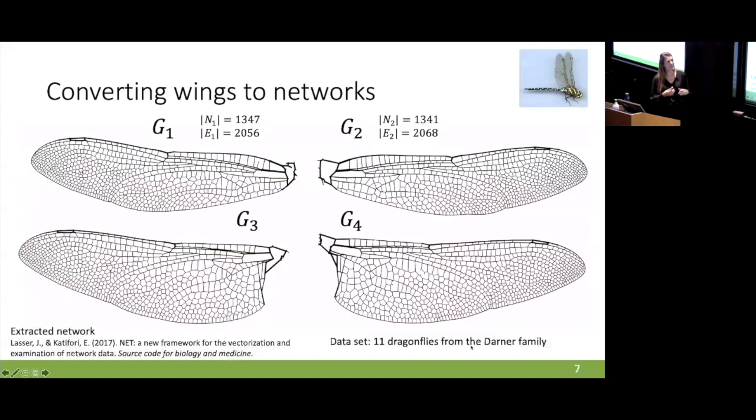We can take our image and convert it to a network. These are no longer pixels in an image, these are nodes and edges. So I can talk about G1, which is the top wing, and G2, which is the other side. I've given you a size of what these look like. They have around 1,000 nodes and 2,000 edges. My data set will be 11 dragonflies from the same family.